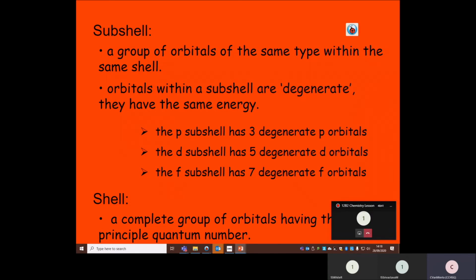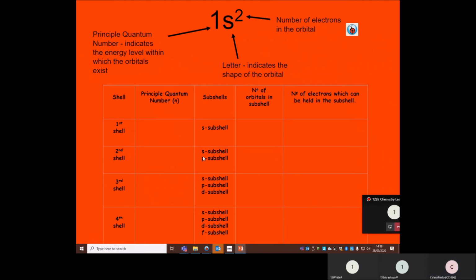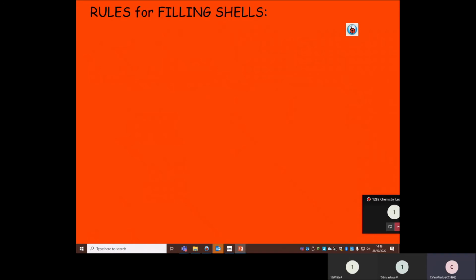And then a shell, right down at the bottom there, is a complete group of orbitals having the same principal quantum number. The principal quantum number is the big number at the beginning, it's the shell number. So when we looked at sodium, we had the 2s2 and the 2p6. That was the second shell, because all the orbitals there had the same principal quantum number at the beginning. Okay, we can fill that in later, we'll ignore that.